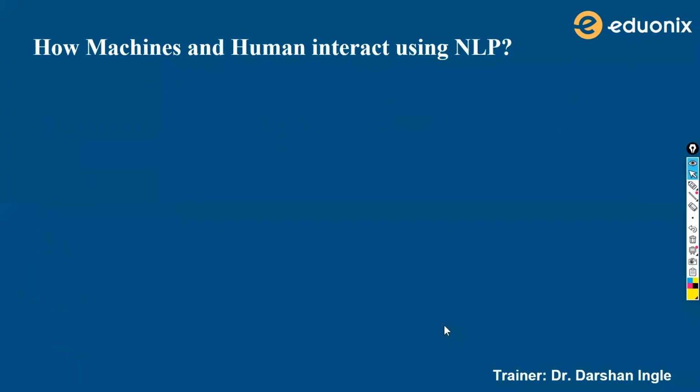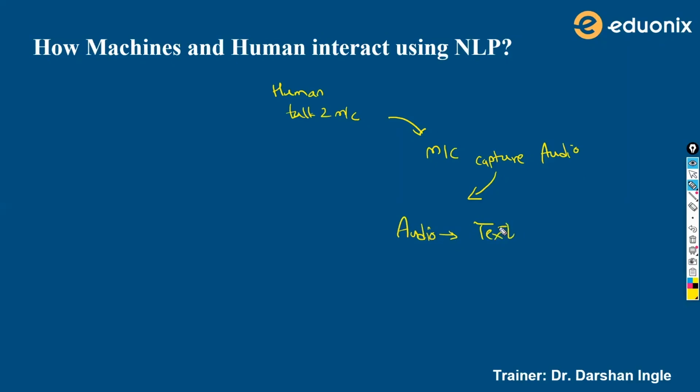Okay, let's focus on how machines and humans interact using natural language processing. So the first thing that you have over here is, initially human beings talk to the machine. Now once you are done with that, the machine is going to capture the audio of the human being. The next thing after that is whatever audio is being captured will be converted to the text format.